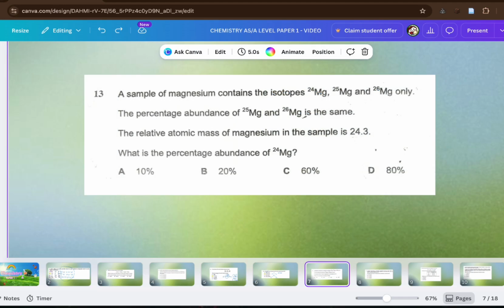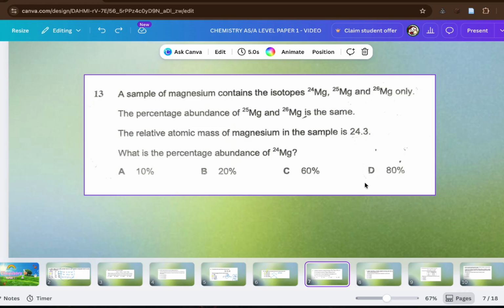A sample of magnesium contains the isotopes magnesium 24, magnesium 25, and magnesium 26. The percentage abundance of magnesium 25 and magnesium 26 is the same. The relative atomic mass of magnesium in the sample is 24.3. What is the percentage abundance of magnesium 24? Here we are asked to find the percentage abundance of magnesium 24. Alrighty.